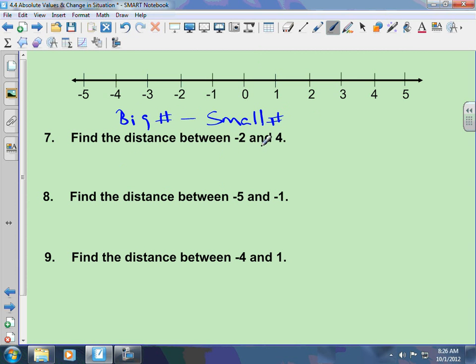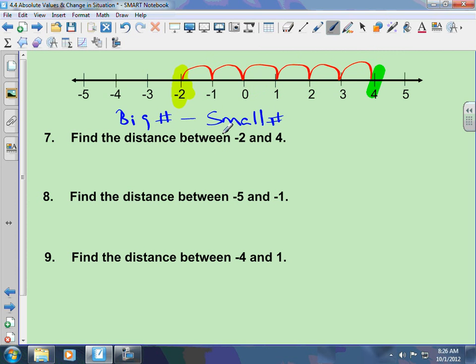So I need to find the distance between -2 and 4. Right here is my -2, and right here is my 4. You're not always going to have a number line, and you're going to have to write this as an absolute value, so please just watch. What is the distance? 1, 2, 3, 4, 5, 6. There are 6 spaces between -2 and 4.